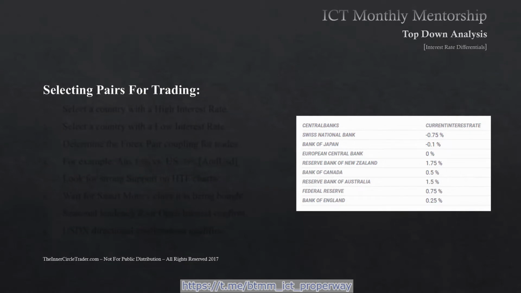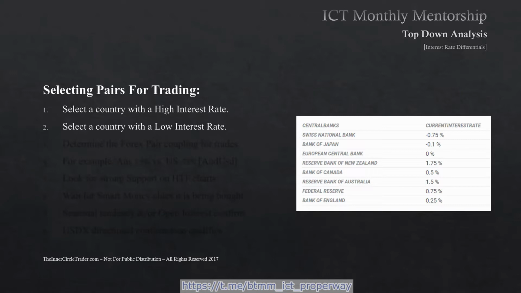All right, so let's take a look at selecting a pair for trading. First thing you do is you want to look for a country that has a high interest rate. Then you want to select a country with a low interest rate. Now, it doesn't have to be the lowest of the low, and it doesn't have to be the highest of the high. It can be just a very strong difference between the 2 interest rates. And then obviously once you select the high end and the low end currency or country in its respective currency, you're going to determine the Forex pair coupling based on those 2 respective countries.